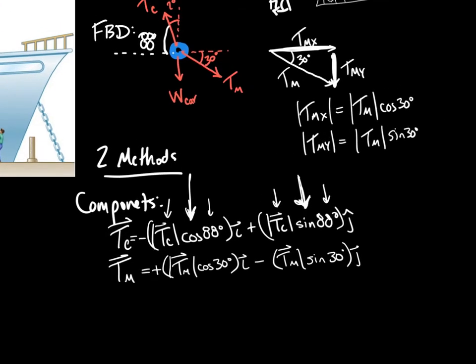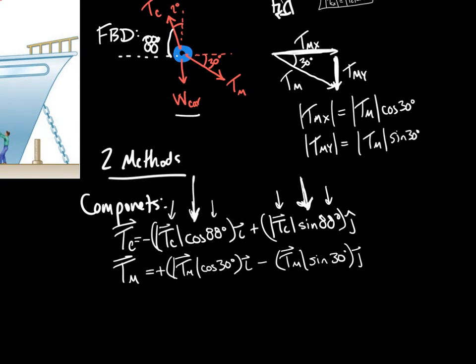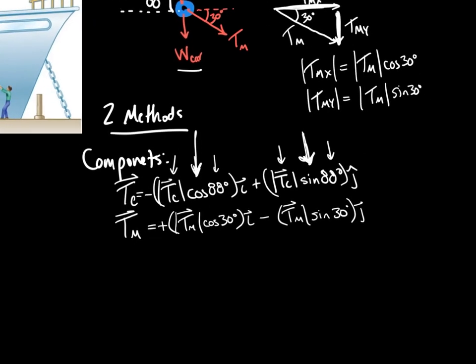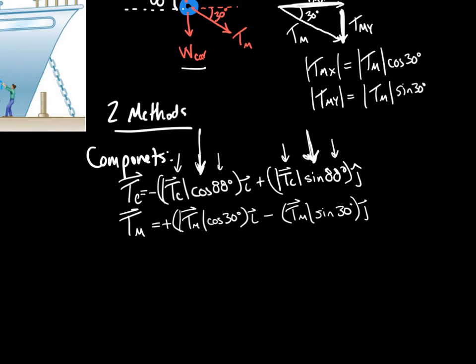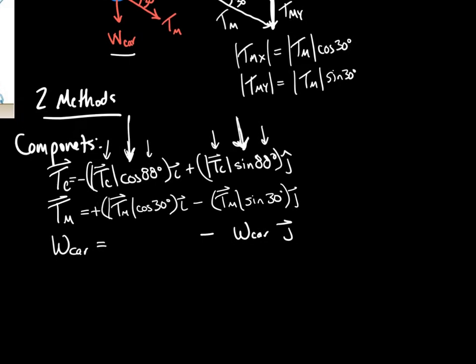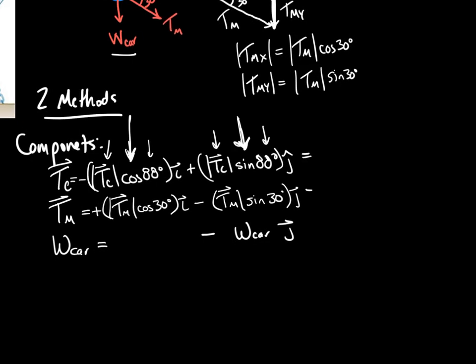All right, so we got a third force here. We got the weight of the car, which of course is the whole point of all of this. And so the weight of the car equals, well, it's only in the j direction, so it's negative weight of the car, j. Okay, cool. All right, so we're going to work sideways here, because I have to plug in these values.